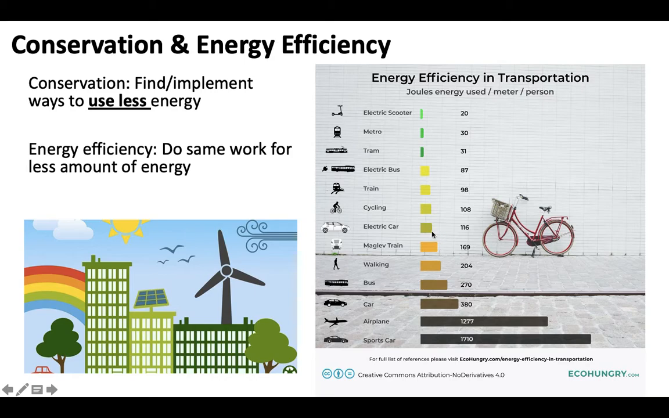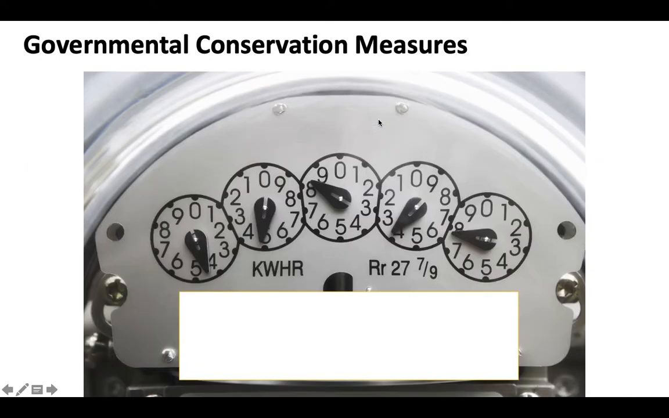Things like electric cars are a lot lower, and something like walking is actually pretty efficient compared to something like an airplane, but it's actually inefficient compared to something like biking or taking a scooter. There's a lot the government can do to encourage conservation, and you should be familiar with these. They're good to have in your back pocket if an FRQ asks you a question like this.